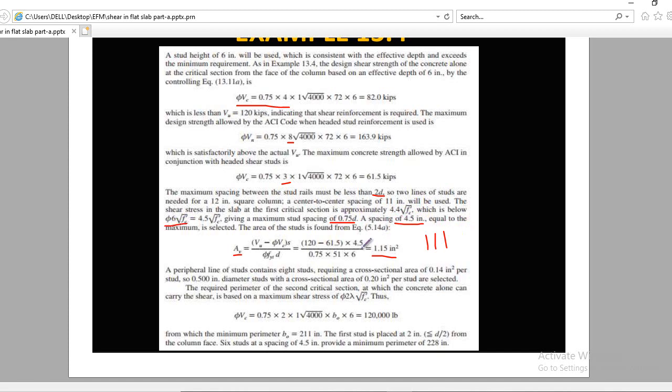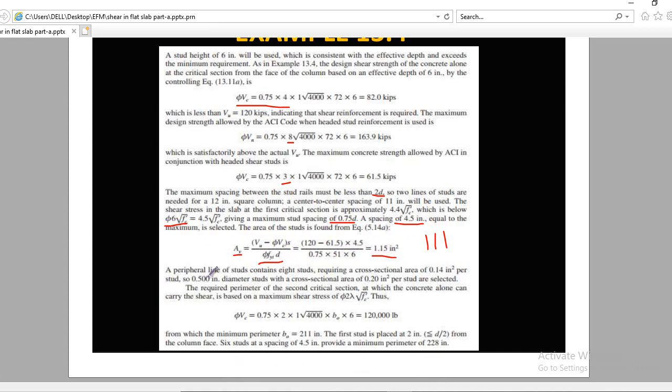Now we will find out the Av. So how to find out Av? We already know this equation. We find out the s value, and this is phi fyt into d. Phi fy and d we already know. So this is our required shear area.